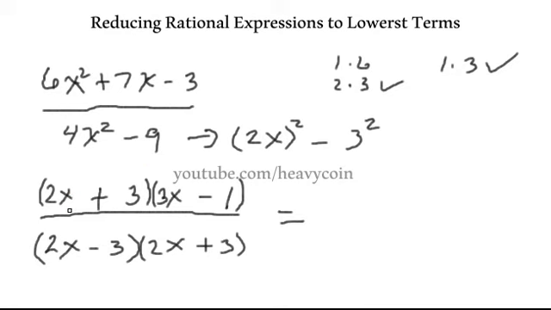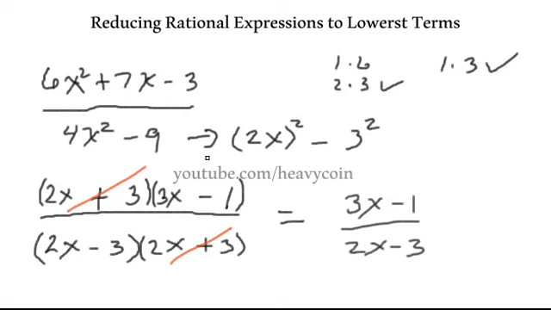Alright, so now what we can do is we can cancel some stuff out. We have a 2x plus 3 in the numerator and a 2x plus 3 in the denominator, so we can cancel that out, and we're going to be left with 3x minus 1 over 2x minus 3, and that's as far as we can go in reducing this down right here.